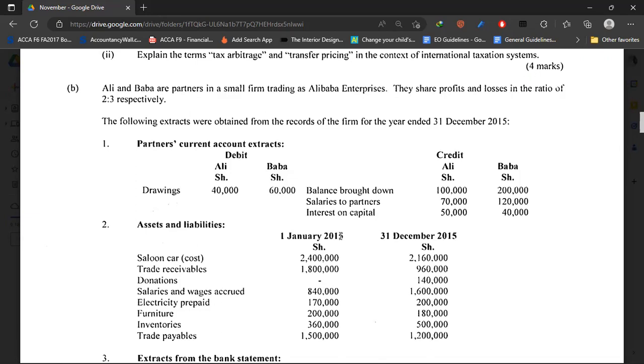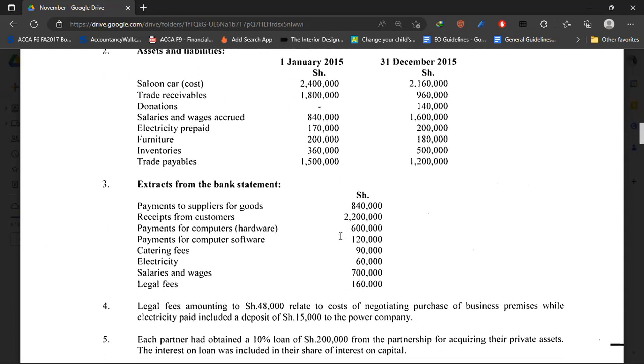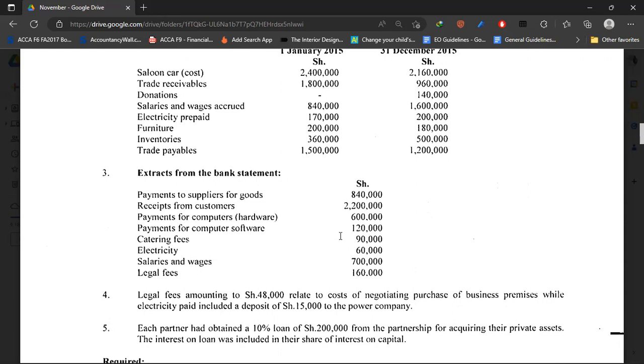Salaries and wages accrued 840,000 January 2015, 1.6 million December 2015. Electricity paid 170,000 January 2015, 200,000 December 2015. Furniture 200,000 January 2015, 180,000 December 2015. Inventories 360,000 January 2015, 500,000 December 2015. Trade payables 1.5 million January 2015, 1.2 million December 2015.